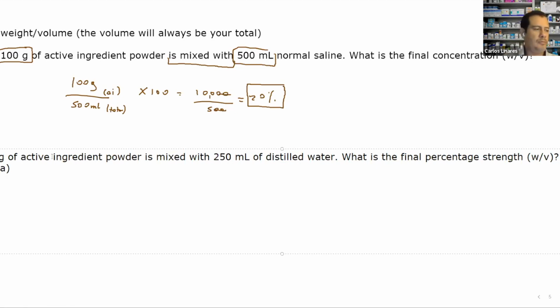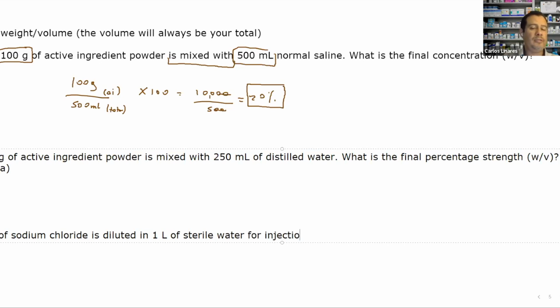I'll give this one to Ina. 9 grams of sodium chloride is diluted in 1 liter of sterile water for injection, otherwise known as SWFI, pronounced Swiffy. What is the final percent strength, weight per volume? Ina.